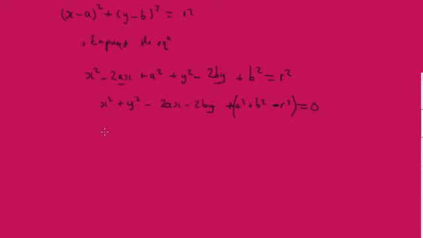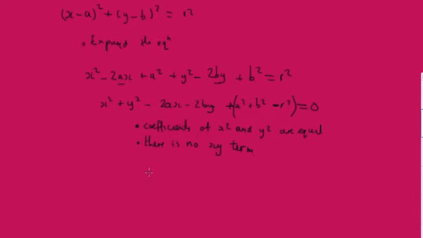When we write the equation of the circle in this form, we note some important characteristics. Firstly, the coefficients of x squared and y squared are equal. Secondly, there is no xy term. And that's important when you're thinking of what a circle is.